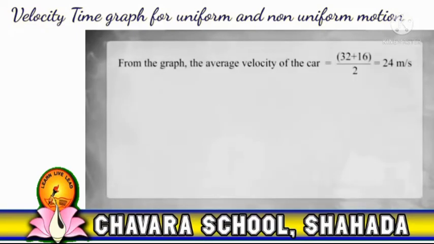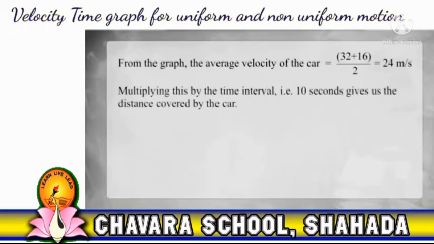From the graph, the average velocity of the car is equal to (32 + 16)/2, which is equal to 24 meters per second. Multiplying this by the time interval, that is 10 seconds, gives us the distance covered by the car. Distance covered is equal to 24 meters per second multiplied by 10 seconds, which is equal to 240 meters.